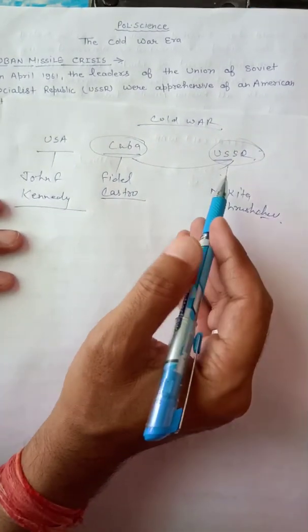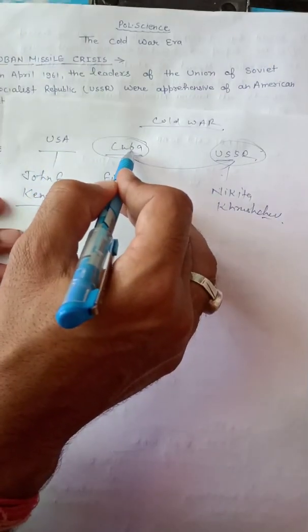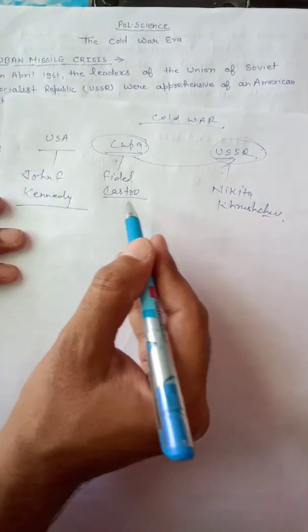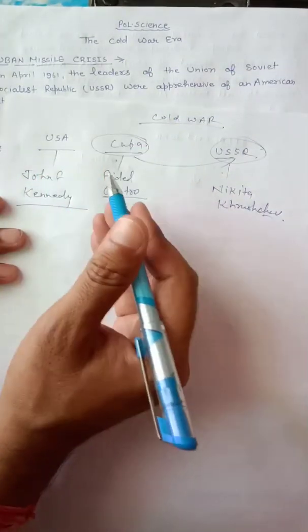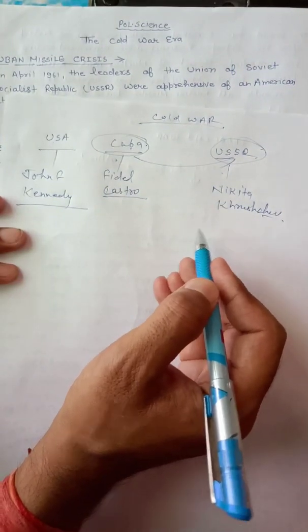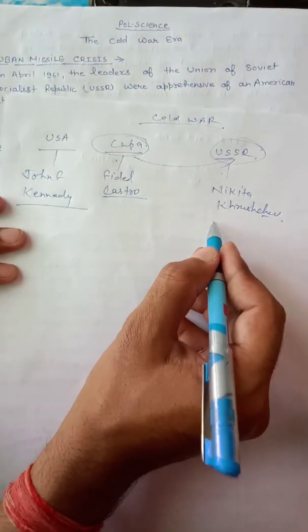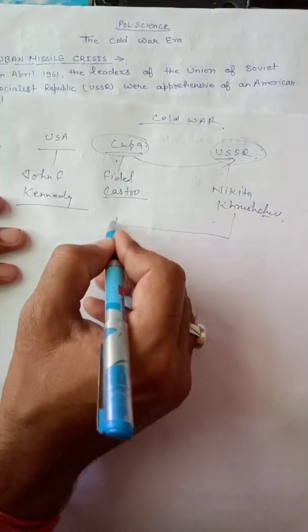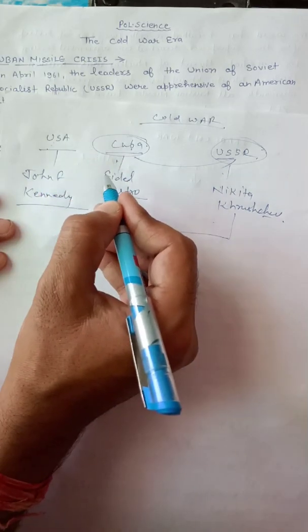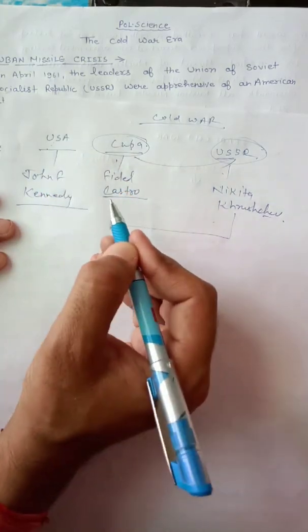So in the minds of the USSR, in the mind of Nikita Khrushchev, there was a fear that someday the USA would invade Cuba, capture it and remove the socialist government from there. Then Nikita Khrushchev decided to set up nuclear missiles in Cuba. It was the first time that the United States of America was under the reach of any nuclear missile.